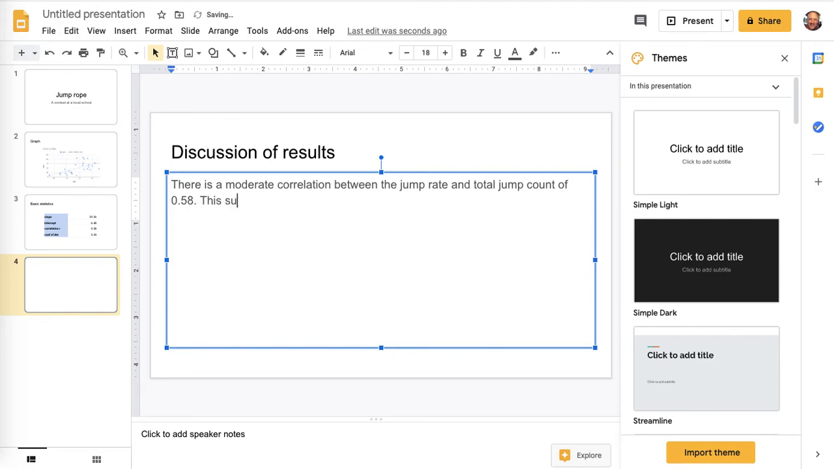This suggests that faster jumping leads to higher jump counts, which is contrary to my initial expectation. Now, this is a real simple sort of data set, nothing too complicated to work with here, but just something to play with. So I don't have to have a really complicated discussion.